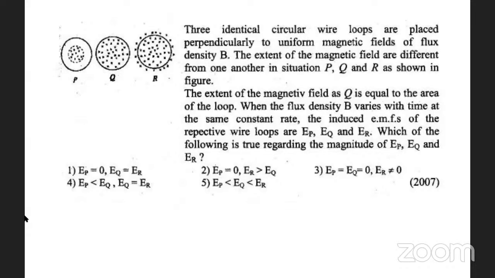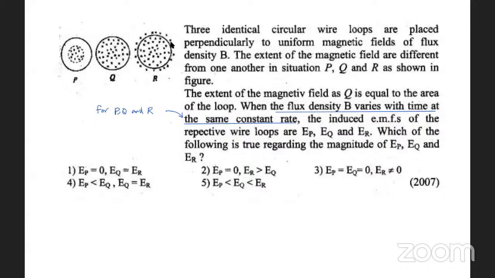When the flux density varies with time at the same constant rate. Read this carefully. When the flux density B varies with time at the same constant rate, what can I say for P, Q, and R? Who is constant? What is constant? Not omega.